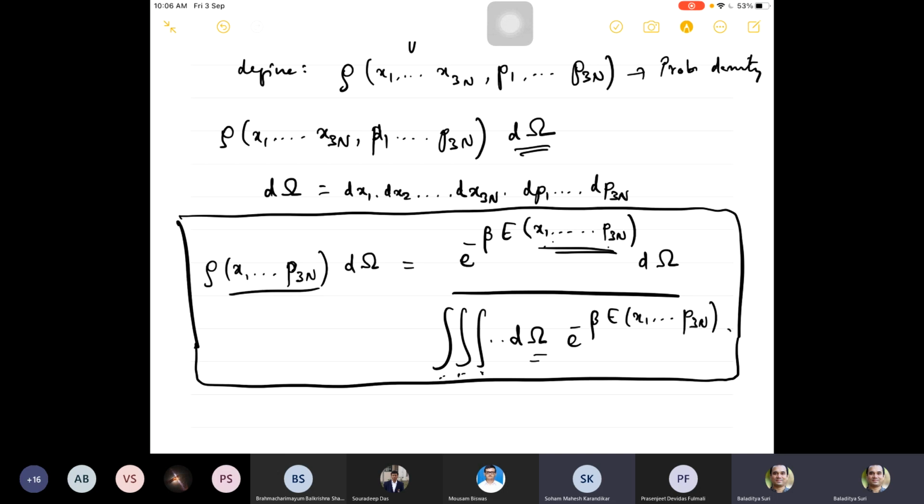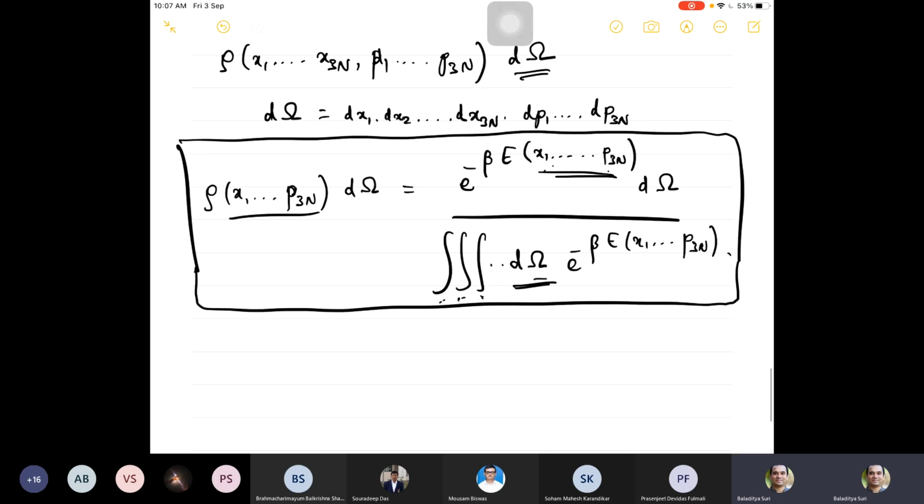Yes, we are computing the probability that the system has a particular value of all the coordinates and momenta, and that's where you get this expression. And in the denominator, you are only normalizing it using the same description in terms of the phase space variables.